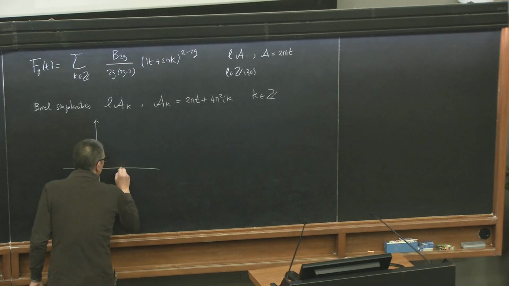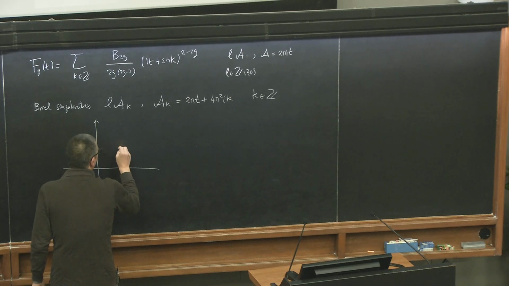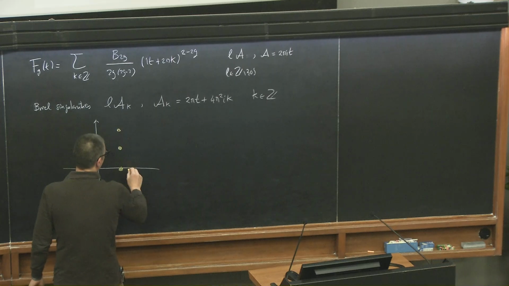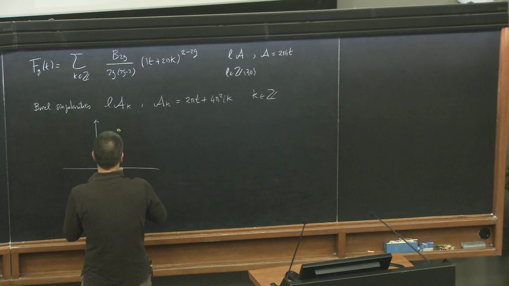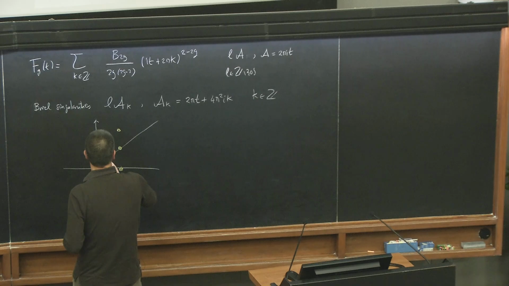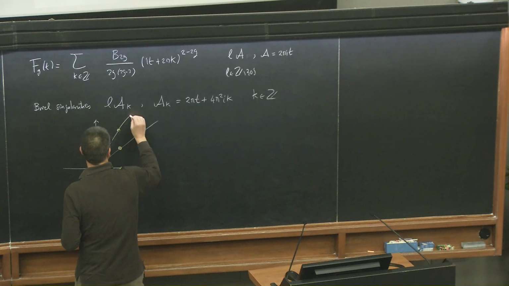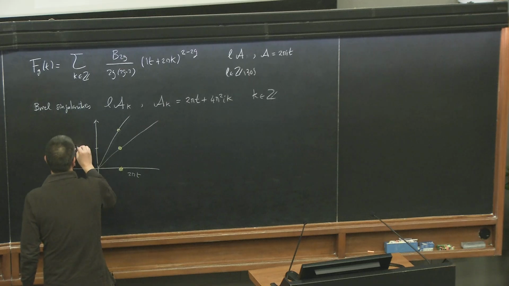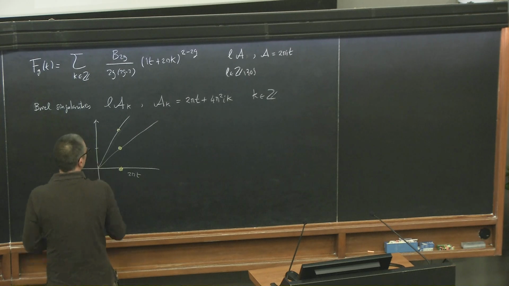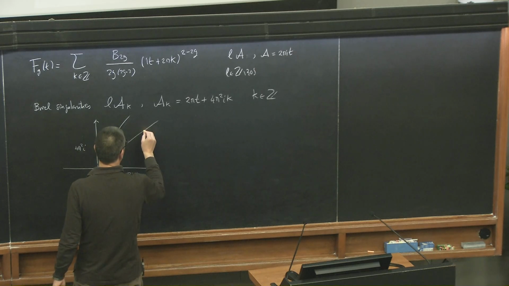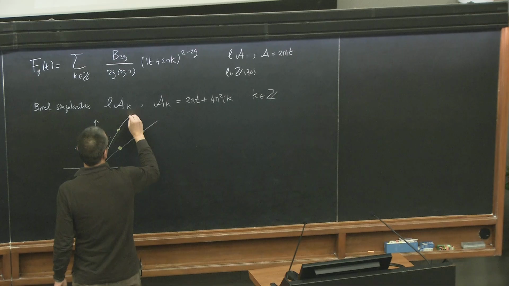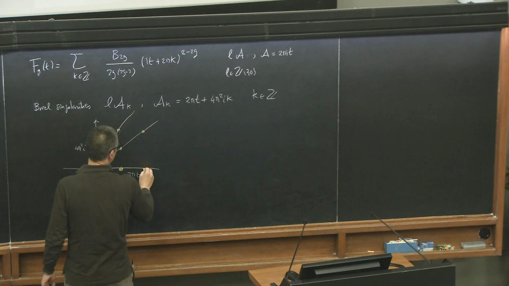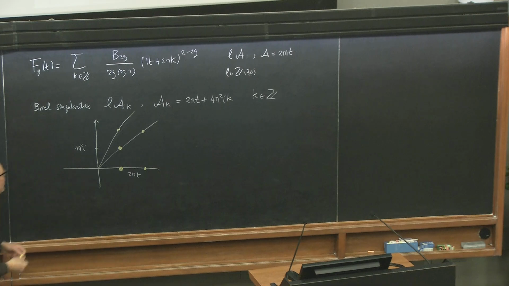So here we have a tower, okay? And then we will also have multiples of this. If you take a ray here, and a ray there, this is 2 pi t. This is going to be 4 pi squared i, and so on. And here you will have double of this, and you have a pattern like this, okay?